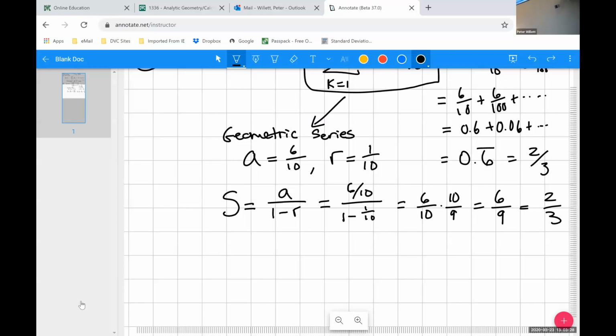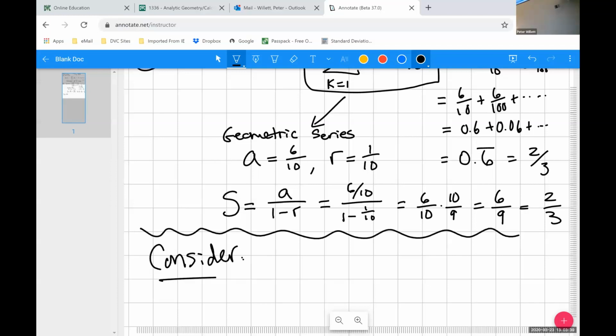Okay, so now let's consider another example. And this is all warm up for getting ready for tests, things like that. So as another example, consider this series. The series of 1/k.